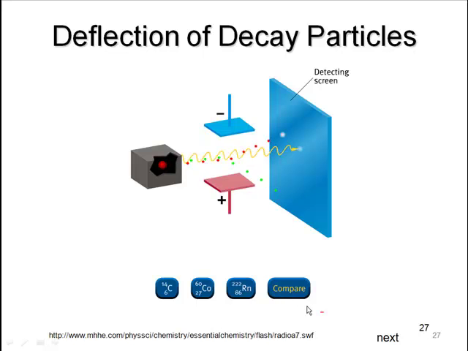Both alpha and beta particles are deflected by an applied electrical field, while gamma rays are unaffected. Also note that alpha particles are deflected less by the applied electrical field compared to beta particles due to their higher mass. An alpha particle composed of 2 protons and 2 neutrons is approximately 7,000 times the mass of a beta particle.